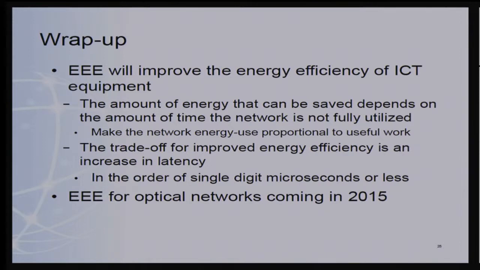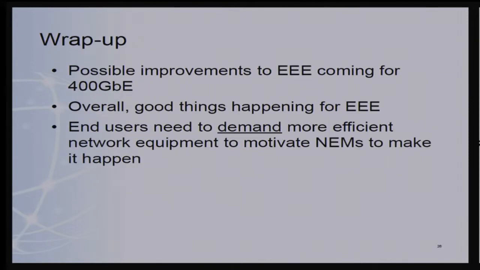Again, the trade-off here is going to be with latency. We're talking about really in the order of single-digit microseconds or less for modern networks. And again, EEE is coming for optical networks in 2015. There's possible improvements that'll be coming with 400 gigabit Ethernet, but it's fairly new, so it's yet to be seen.